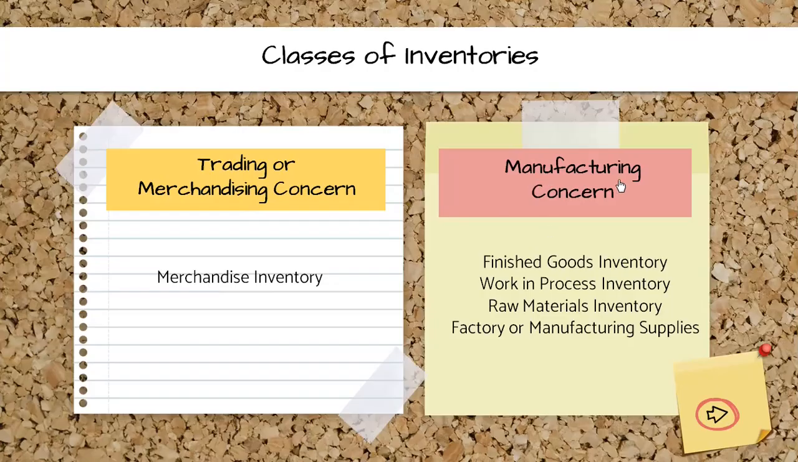Another is for a manufacturing concern. For a manufacturing concern, there are more classes of inventory. I hope you have already discussed this in your ACC 123 subject, cost accounting. For a manufacturing concern, we have four classes of inventory. One is the finished goods inventory. These are goods that are done and ready for sale.